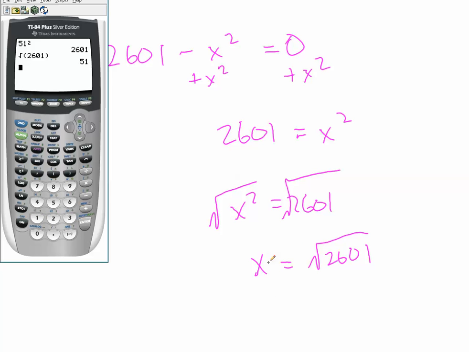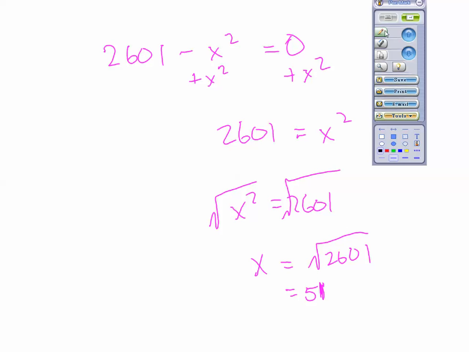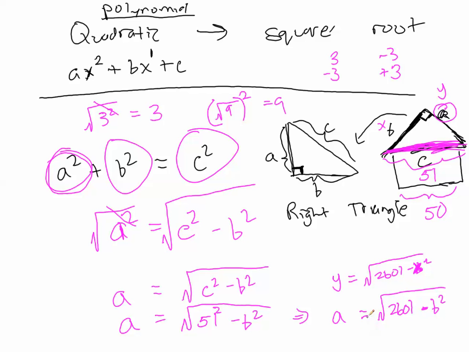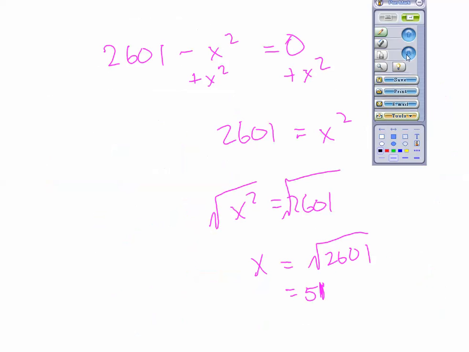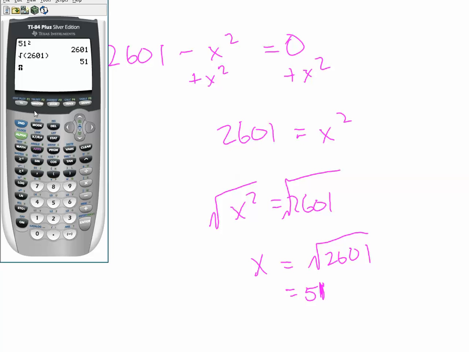Oh, well, I guess we knew that, right? We had to square 51 in the beginning to get 2601. So what does that tell me? That tells me that y is going to be 0 when x is equal to 51. Well, what's the significance of that? The significance of that is that if I make x bigger than 51, then x squared is going to be bigger than 2601.